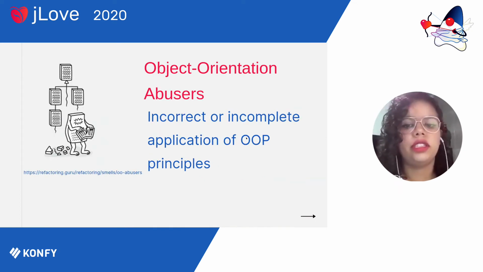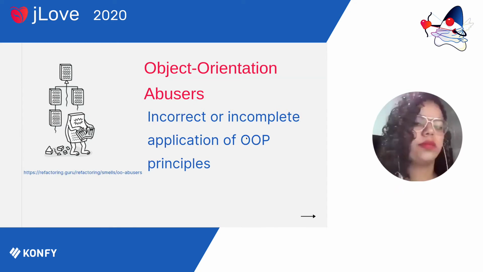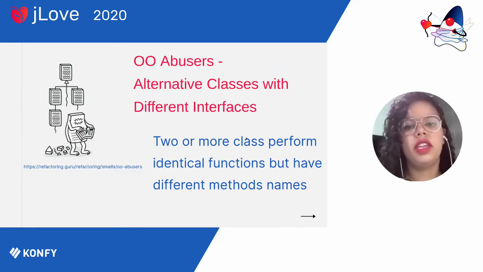We also have another category that is object orientation abusers. That is the incorrect or incomplete application of OOP principles. In this category, we have the switch statements code smell, that is a very complex switch statement or a sequence of if statements. Another of the OOP abusers is alternative classes with different interfaces. That is when we have 2 or more classes that perform identical functions but have different method names, in 2 or more places in our application.